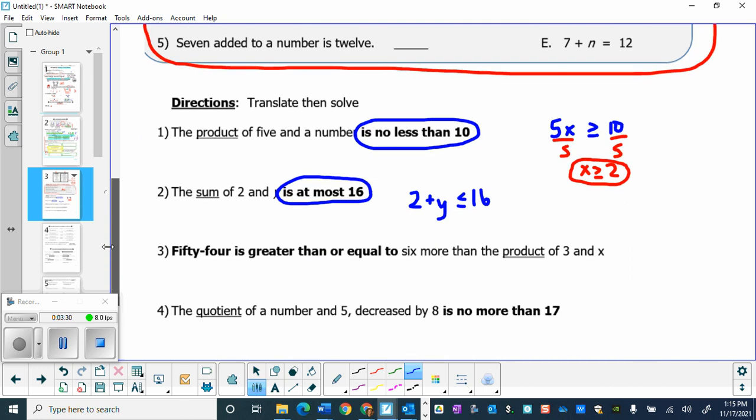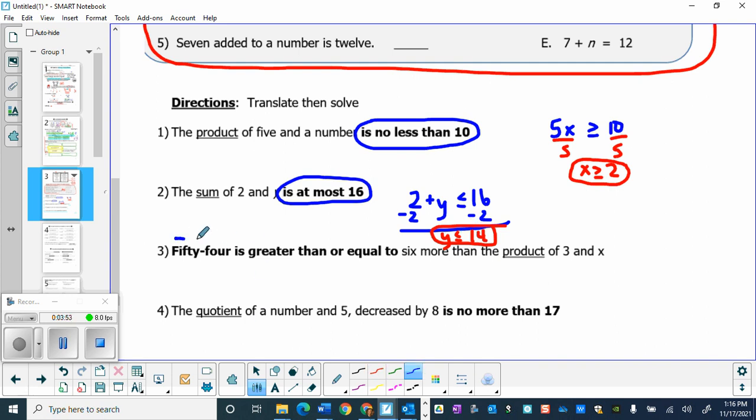All right. So now when we solve, we see a constant. So we're going to take away 2. We're going to take away 2. And that means that y is less than or equal to 14. So the unit is actually the same in terms of solving. We just have to put a symbol here instead of the equal sign.